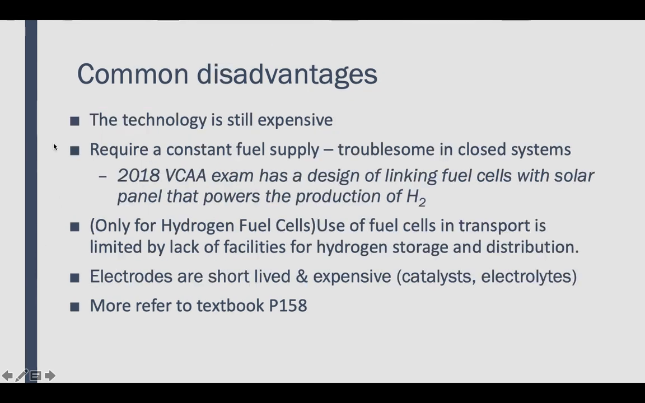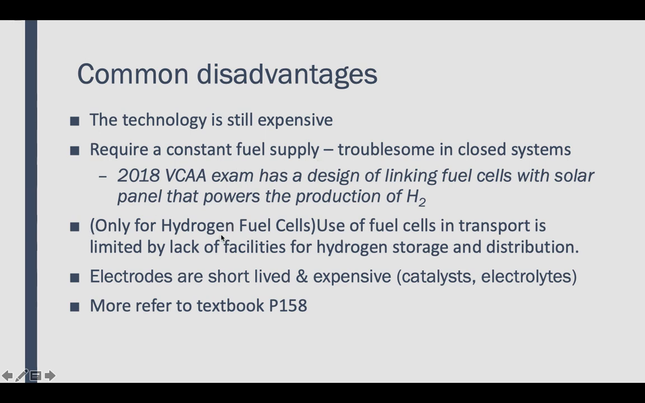And common disadvantages. The technology is still expensive, so the cheaper version would be to just use internal combustion engines. And also it requires constant fuel supply, which is troublesome in closed systems. The 2018 VCAA exam has a design of linking fuel cells to a solar panel that can produce hydrogen at the same time as you use it. So that design is worth looking at. It actually targets this disadvantage, constant fuel supply.